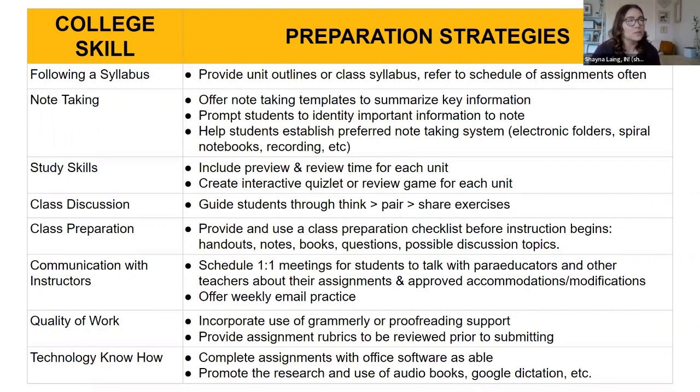And then helping students establish preferred note-taking systems. Every student, as we mentioned, is different. They're unique in how they learn, and therefore they're going to be unique in how they want to take notes and how that might best serve them. Some students might need electronic folders where they're typing in Word. That really helps their brain. Or maybe they need spiral notebooks that are labeled by subject or topic. Or maybe students need access to a recording device that they listen back to as their note-taking reflection.